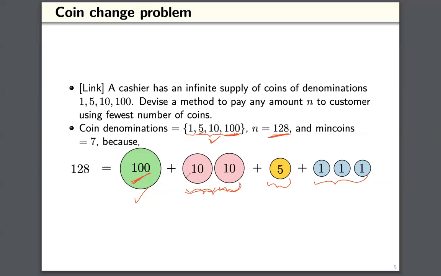So this is a greedy algorithm. At every step, you choose the maximum coin denomination that is less than or equal to the current value of n, and remove it. So this is a proper greedy algorithm. We will analyze that here.